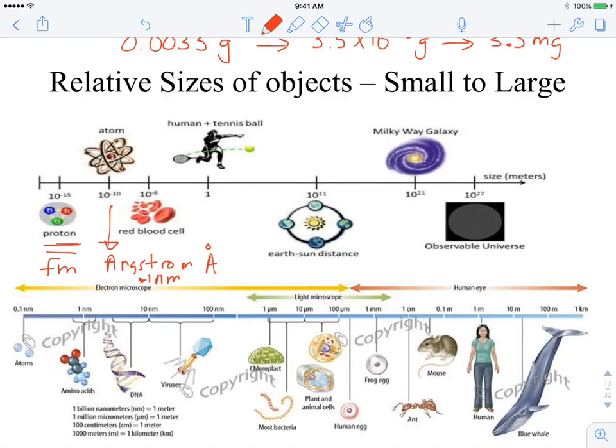If we go to the micro range, 10 to the negative 6, we have something like a red blood cell. If we didn't have any sort of prefix, just a meter, we would have about the length of a human plus a tennis ball. If we get large, things that are really gigantic, we'd go to something like the distance between the Earth and the Sun. Something extremely large, 10 to the 21, that would be a Milky Way galaxy. And the observable universe, 10 to the positive 27 meters.